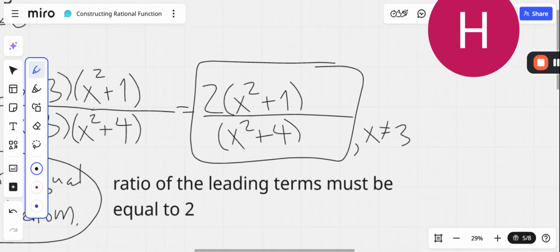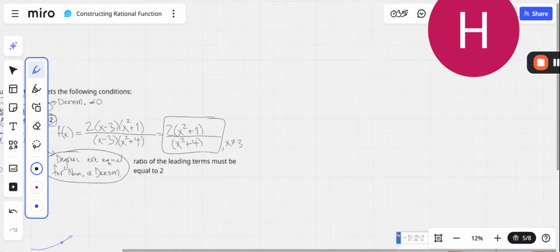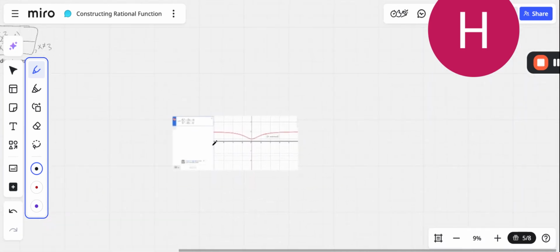And this would be a perfectly valid equation that satisfies all of those conditions. Okay? Well, I encourage you to look at the graph on Desmos. In fact, I encourage it so much that I took a screenshot of it, and I'm going to show it to you now.